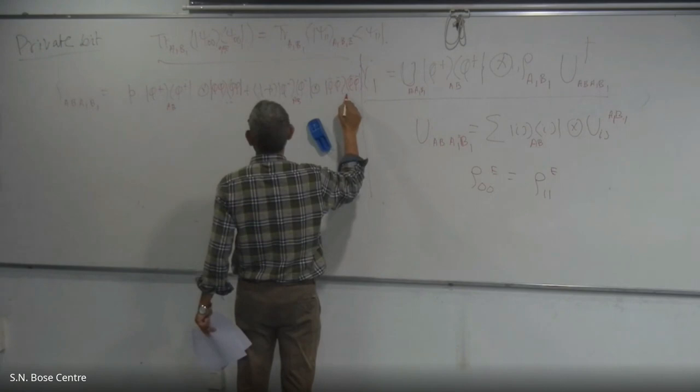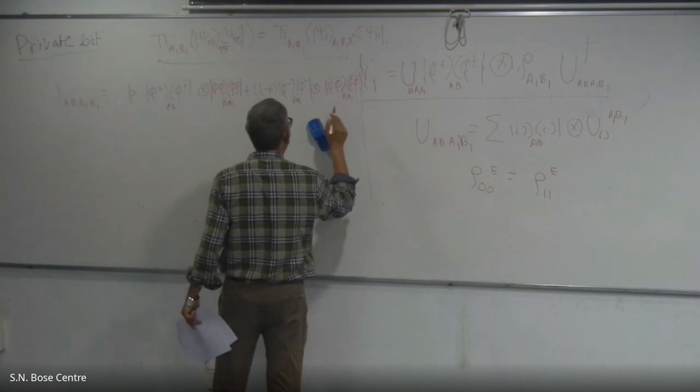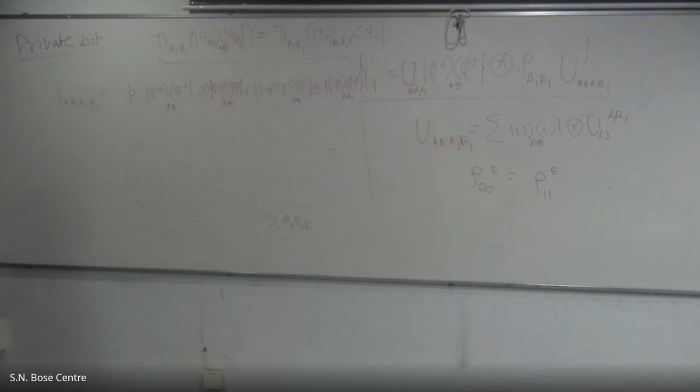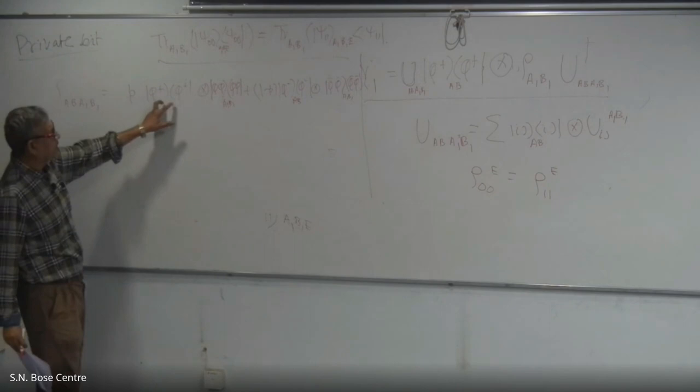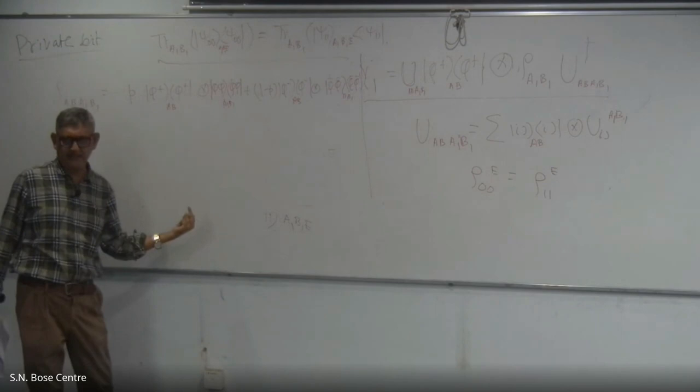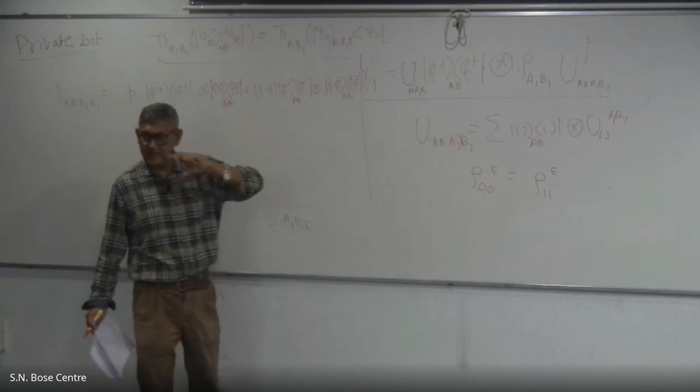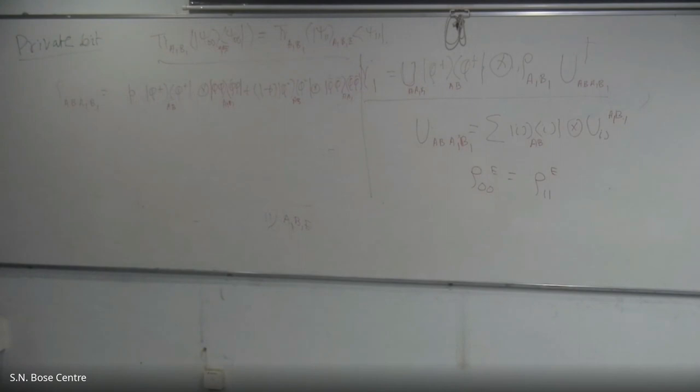But φ and φ-bar are orthogonal. This is A1 B1. This is A1. I am considering it very simple. This is φ-plus between AB, then some arbitrary state φ, two copies of φ, one with A1, another with B1. And these two are orthogonal. So I am maintaining that. They should have orthogonal support. Can you tell me the unitary?